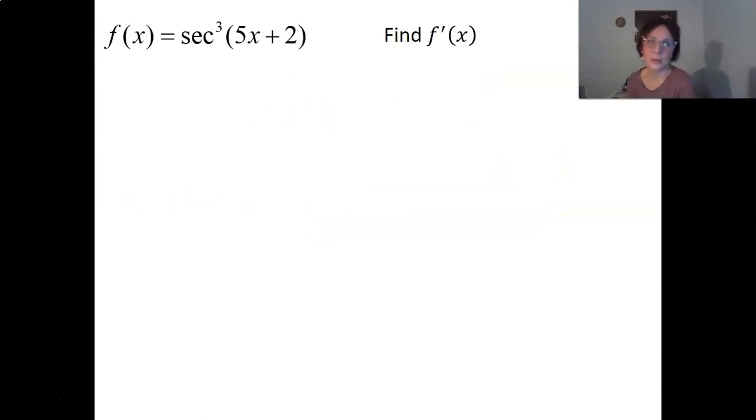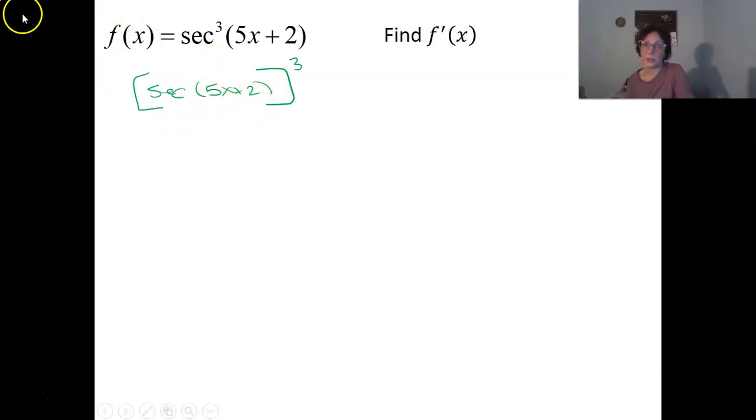Okay, let's look at a couple more examples, and then I promise I'll leave you alone for now. I have the secant cubed of 5x plus 2. So again, I am going to rewrite this as the secant of 5x plus 2 to the 3rd power. You do not have to do this. I know a lot of people are completely able to just visually move that 3 up there and be fine. I'm not. I mess it up every time, so I always rewrite it.